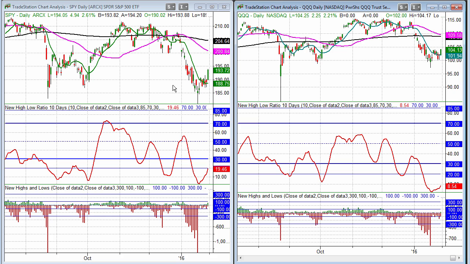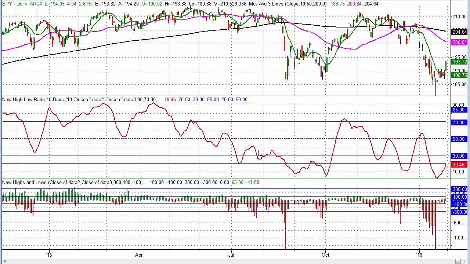On the right, I've got New York. On the left, I've got the Nasdaq. In this case, I've got the Qs up here to give you a little different view than the Comp X, but same idea. So let's start with New York. So what do we want to see in the new high, new low?